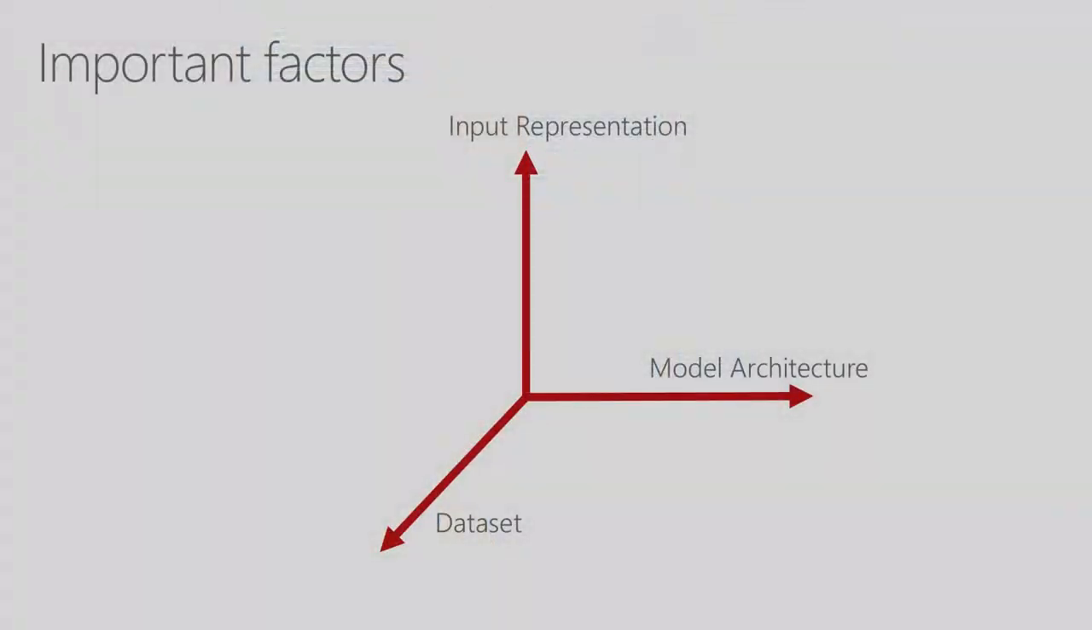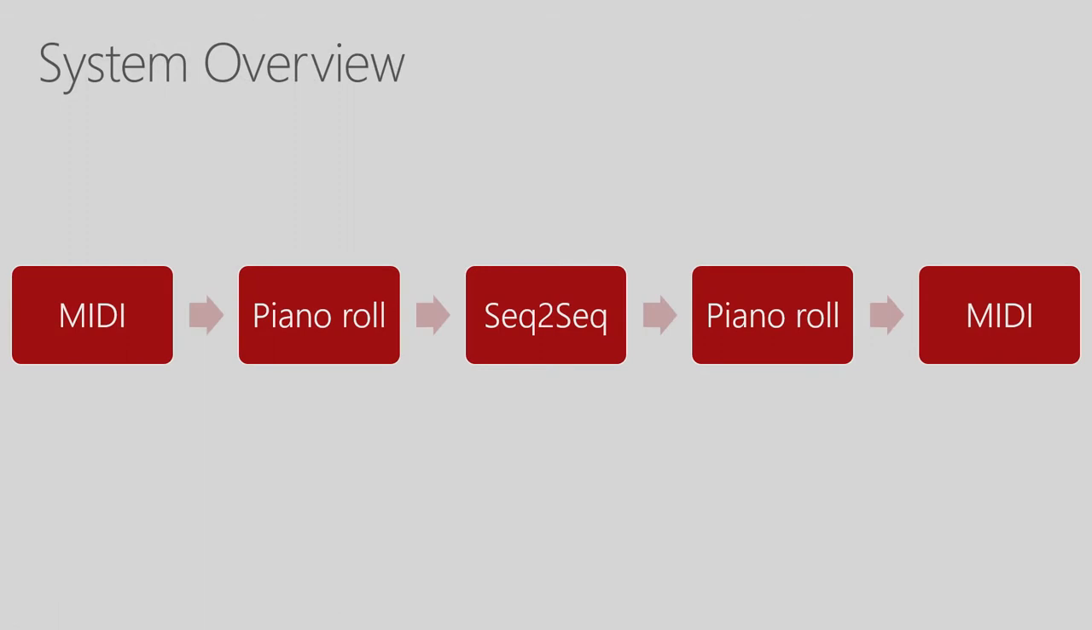So when you're building a system like this, the three most important factors are the input representation, the model architecture, and the data set. What data you're using. And overall, the system looks something like this. So we take in MIDI, we convert it to a piano roll, which is the input representation. This goes into a sequence-to-sequence LSTM-based architecture. You get back your piano roll, and you convert it back to MIDI, which is your music.